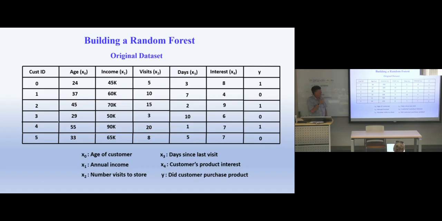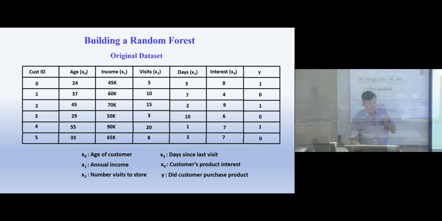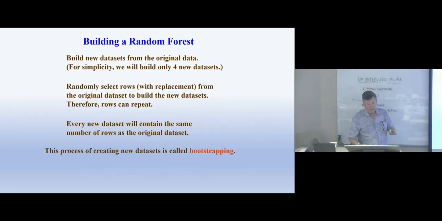So here's the original data set. I've got 6 customers. This is your age, income, and visits, meaning number of visits to the store. Next is days since your last visit, your product interest, and the classic Y value, did you buy or not? Nice and binary. You're going to run a random forest. You'll set the hyperparameters, and it'll do the work.